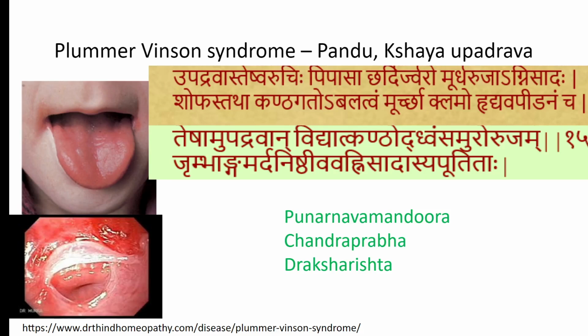Or in case of the Kshaya, again you may have Kantha Udhvansam, Ururjam, Kantha Udhvansa. The destruction of the Kantha is another of the upadrava of the Kshaya. Now, this can be considered as either the Kshaya or the Pandu. And my treatment usually would be Chandraprabha, Punarnam, Daksharista.